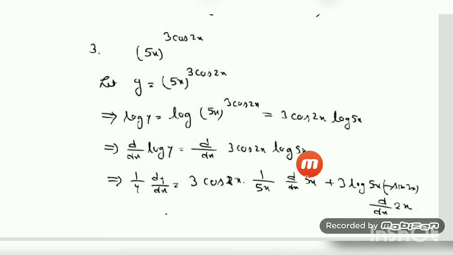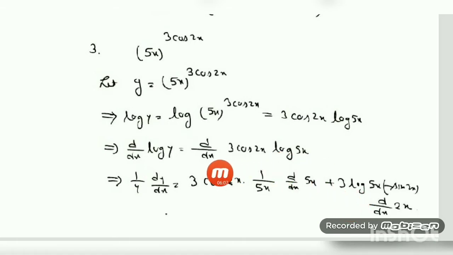I have done here directly d/dx of log of 5x. 5x is treated as x, and the log x formula can be applied. d/dx of log x is 1 by x, so it will be 1 by 5x. And as you think 5x as x, take d/dx of 5x. Here also, plus 3 log of 5x is the next expression.